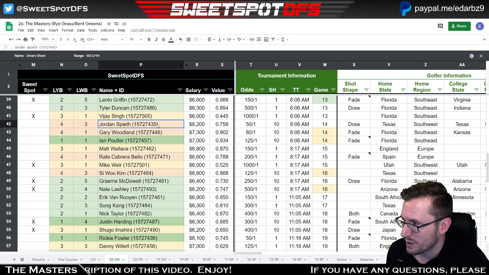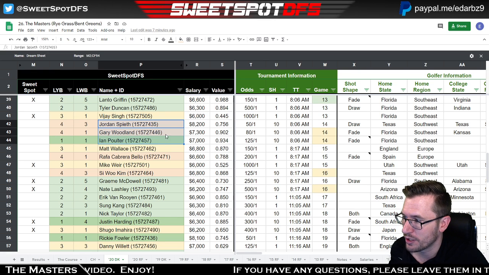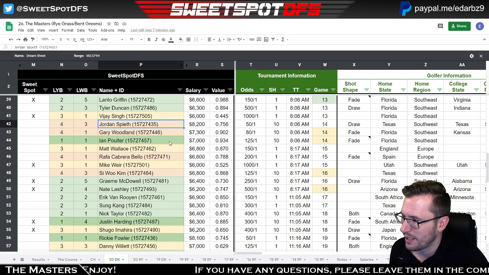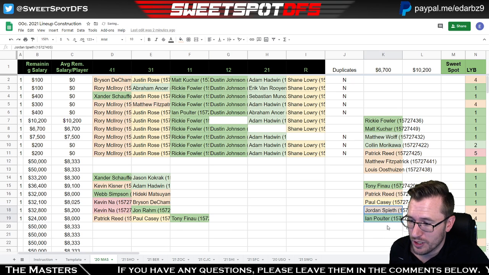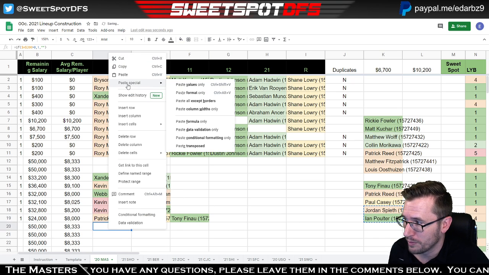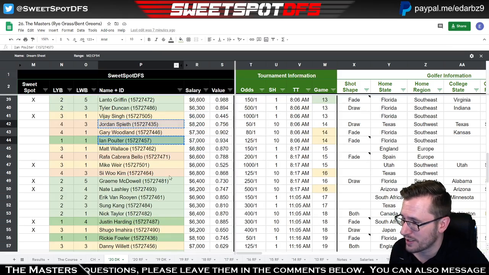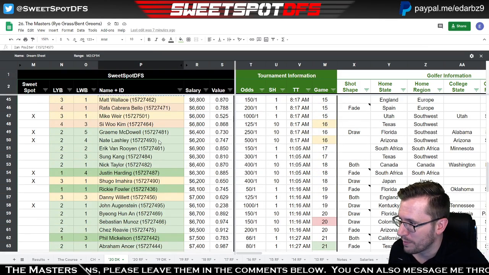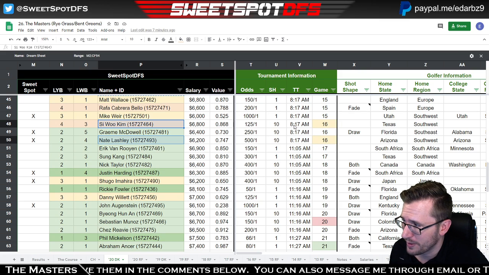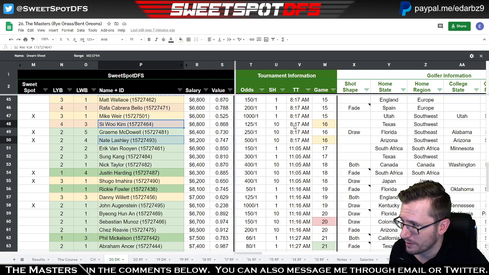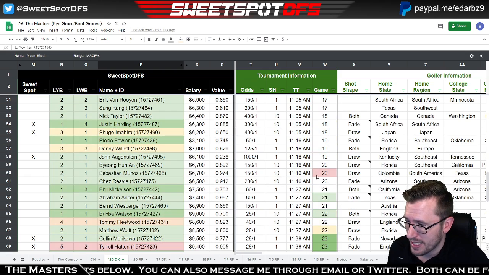Jordan Spieth is playing with Gary Woodland and Ian Poulter. Obviously, I already mentioned Ian Poulter. Jordan Spieth is not a bad play. I'm going to actually include these guys together. I really don't think it's a terrible play whatsoever. And again, I'm just copying these guys here because they're all golfers I probably want to play together. I really don't care about Si Woo Kim, Graeme McDowell, or Nate Lashley. I'm really only talking about the golfers that I've highlighted.